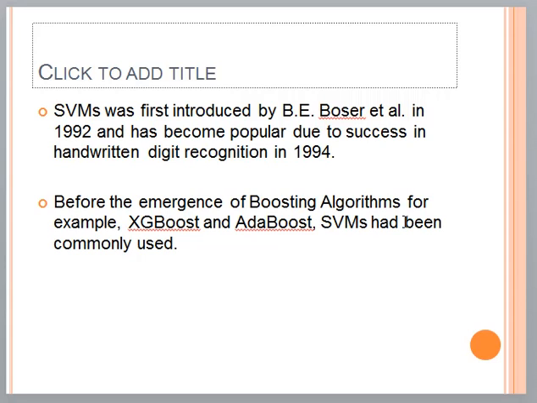And when people received good accuracy rates, they also used SVMs in other recognition tasks as well, such as face recognition or fingerprint recognition. So support vector machines started back in 1992, and they were tested successfully in 1994 on handwritten digit classification tasks.